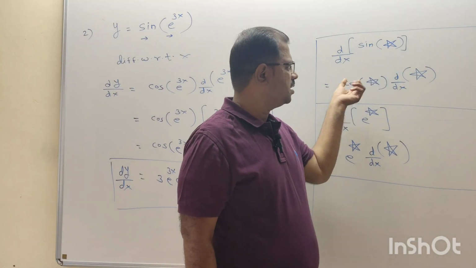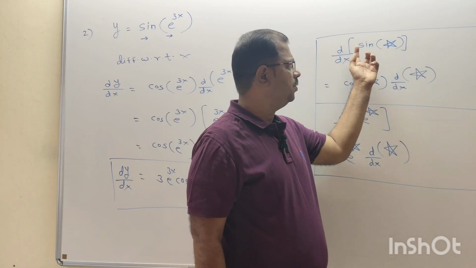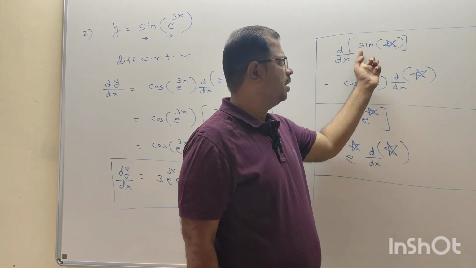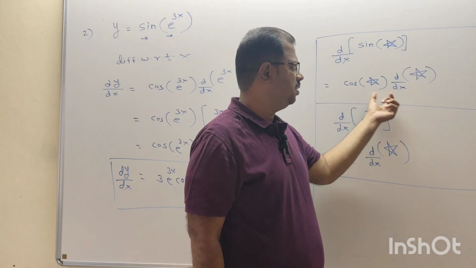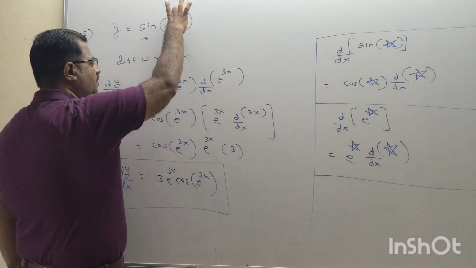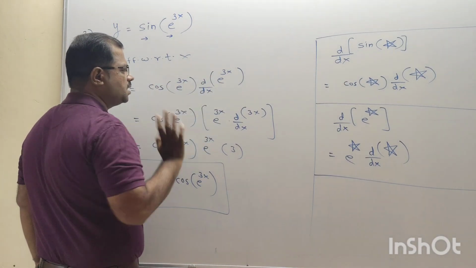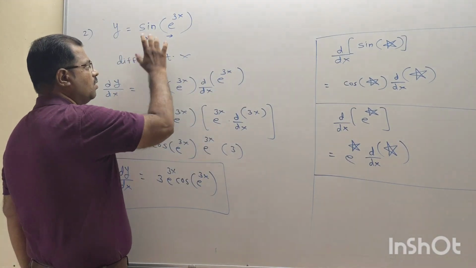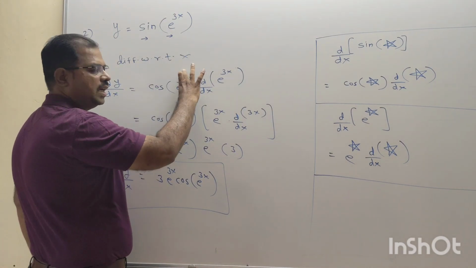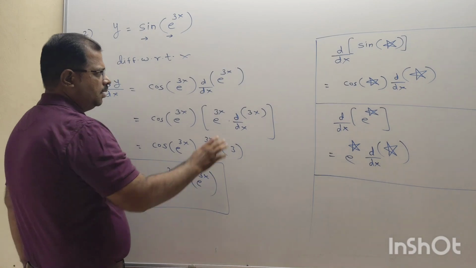The derivative of sine f(x) is cos f(x) into the derivative of f(x) in the numerator. We know that the derivative of sine x is cos x. The derivative of sine f(x) is cos f(x) into the derivative of this f(x) in the numerator, or the derivative of sine of some term is cos of that term into the derivative of this term in the numerator.